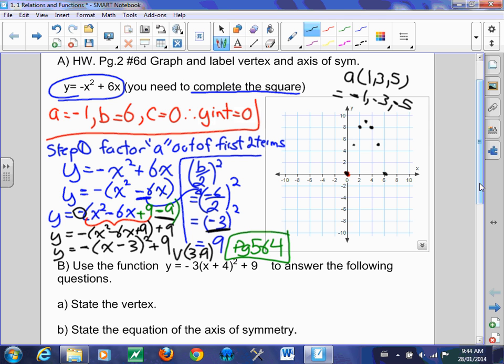Okay, so there, ladies and gentlemen, is our parabola. Again, you needed to complete the square in order to get the vertex. Once you have the vertex, you apply the step pattern to it. Let's put down the vertex, which was 3 and 9. And then don't forget to give your equation and label on your graph.